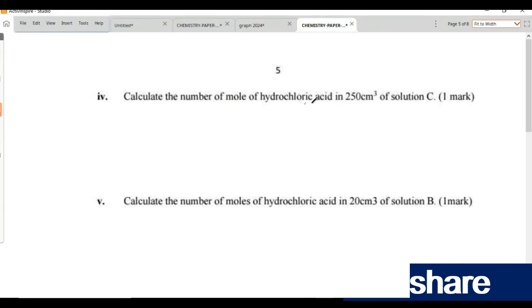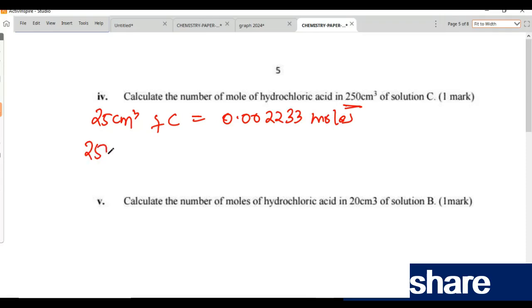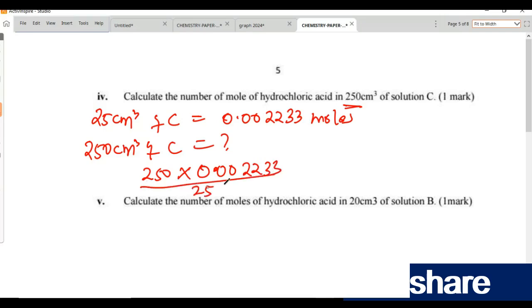Calculate the number of moles of hydrochloric acid solution C in 250. That is very simple, because now we have 25 centimeters cube of C contains 0.002233 moles. We will simply ask 250 centimeters cube of C will contain what? This 250 times 0.002233 divided by 25. That one will give us 0.02233 moles. This is the number of moles in 250.